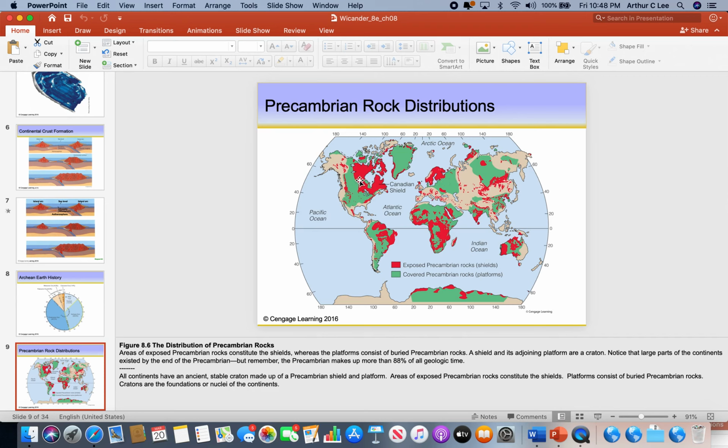These red areas and these green areas taken together we call platforms. Platforms are places where you can find Precambrian rock, either underground or below ground. I'm sorry. The green areas are platforms, the red areas are shields, and the red and green areas taken together are called cratons. Cratons. So the red and green areas taken together are called cratons.